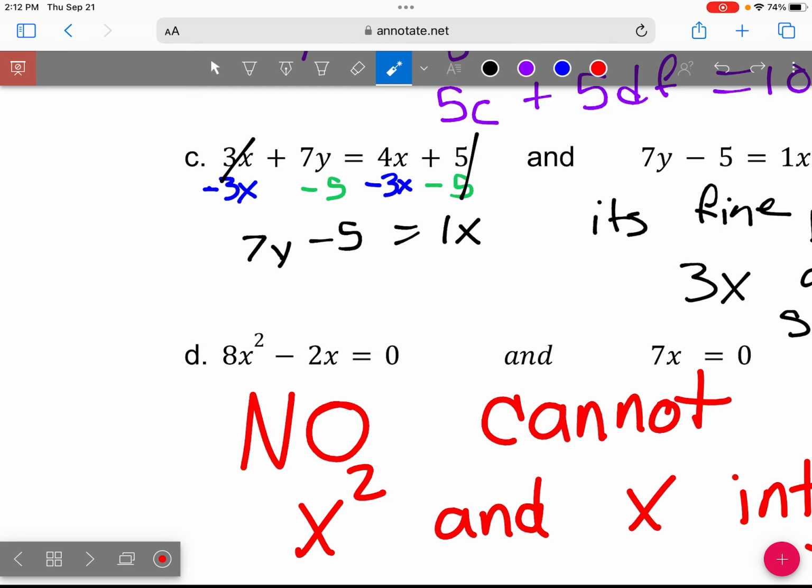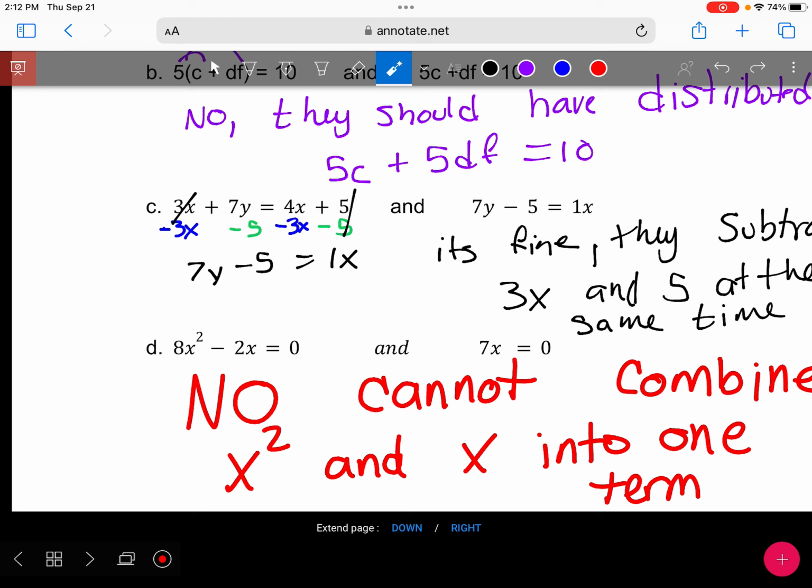Y'all get really sick of that when we get into quadratics. X squareds are apple trees. X's are apple pies. They're related. They involve the same stuff. They're not the same. That one bothers me.